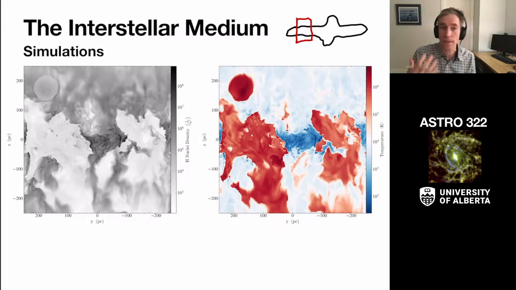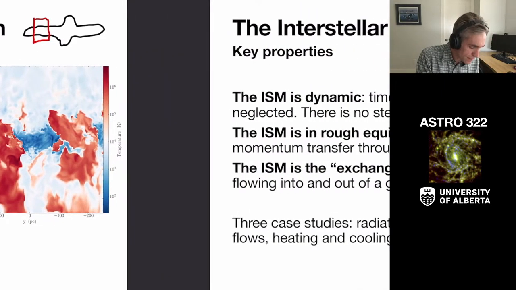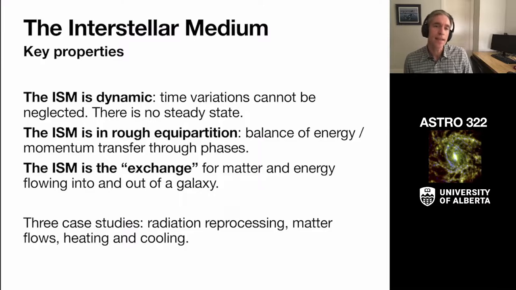But what I want to do is go through this in three separate case studies that highlight some features of the interstellar medium. And the things that I like to think about at the ISM are that there are some philosophical points that matter for the purposes of understanding galaxies. So the first thing is that you should understand that the ISM is dynamic.